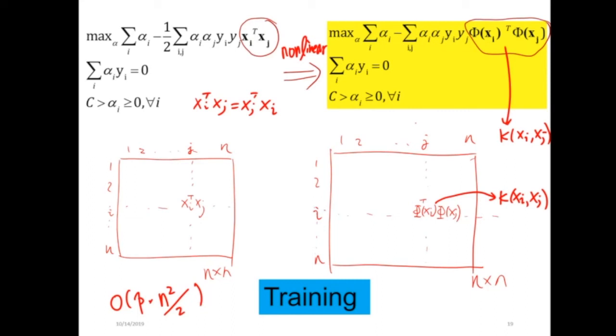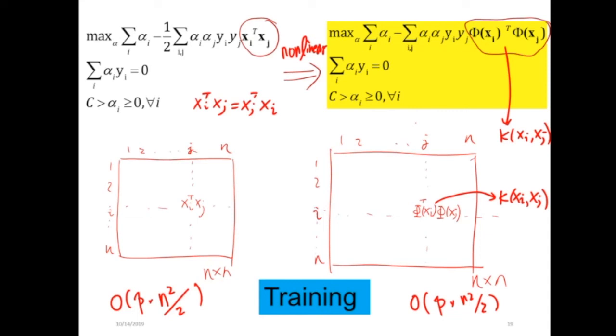And in the nonlinear case, for most of the kernels we use, each K(xi, xj) costs also O(p), which is the same as the linear case, O(p) times n squared over 2. So you can tell what? In SVM, when you use this kernel trick, computationally you really don't add much, but it's extended to a very nonlinear space without requiring much extra computation.